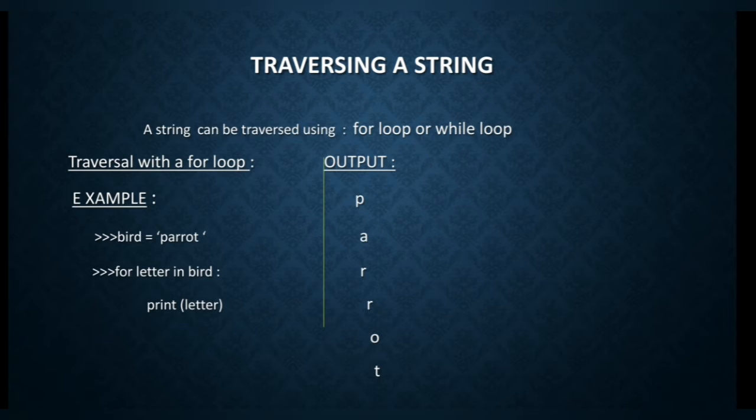Each time in the loop, the next character in the string is assigned to the variable letter. The loop continues until no characters are left. Here, using the for loop, the letters in bird, that is "parrot", are printed one after another. The output is shown here.